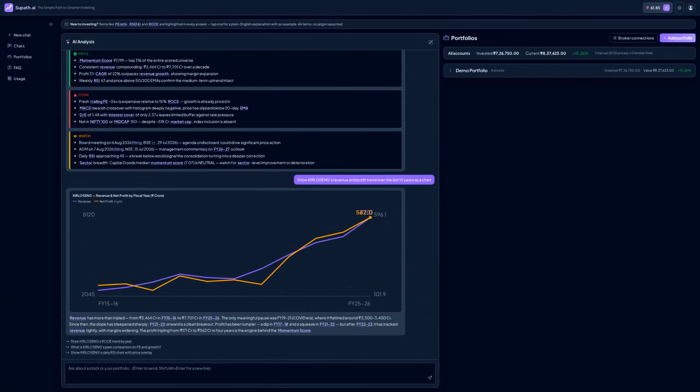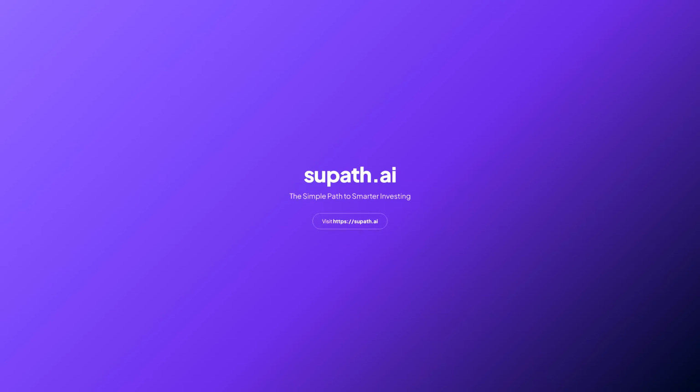That's the core loop. Ask, verify, move on. If you want answers grounded in real data, not guesses, go to Supath AI and try it.